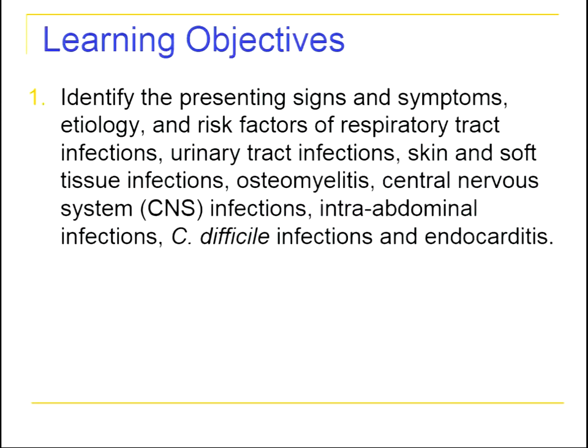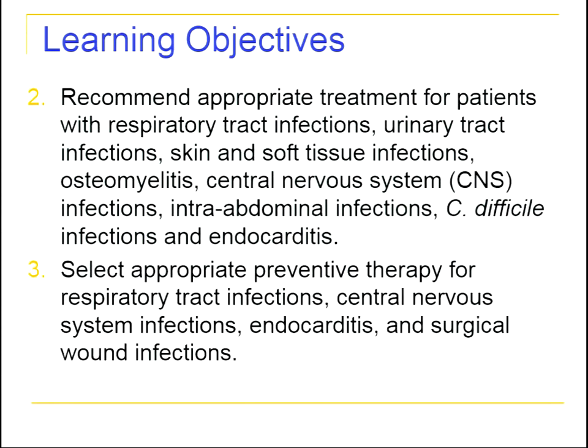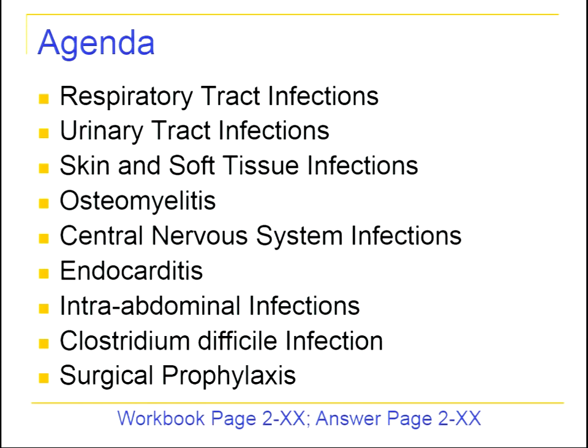The objectives are three main objectives. The first one is to identify presenting signs and symptoms, etiology, and risk factors for various infectious diseases. We're going to go through these really quickly, but respiratory tract infections, urinary tract infections, skin and soft tissue infections, osteomyelitis, CNS infections, intra-abdominal infections, C. diff, and finally endocarditis. We're also going to talk about appropriate treatment for those same infectious disease states. And then finally, we're going to talk about appropriate preventive therapy for respiratory tract infections, CNS infections, endocarditis, and surgical wound infections.